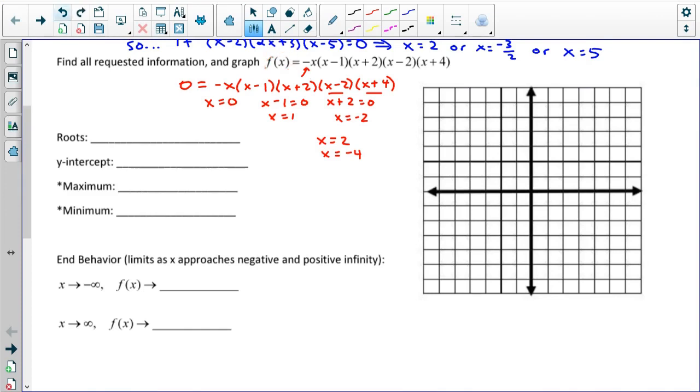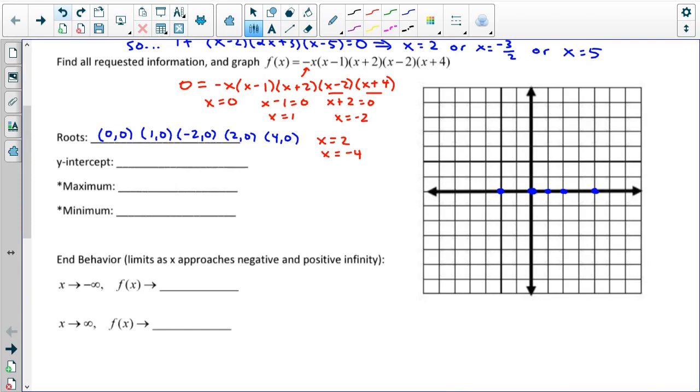And so if that's the case, that means that I know all 5 of my roots. I have 5 roots in this problem. I have a root at x equals 0. I have a root at x equals 1. I have a root at x equals negative 2. I have a root at x equals 2. And I have a root at x equals negative 4. So I can put all of those things on my graph. So I know I have 0, 0, 1, 0, negative 2, 0, 2, 0, and negative 4, 0. All of those points intersect my graph.